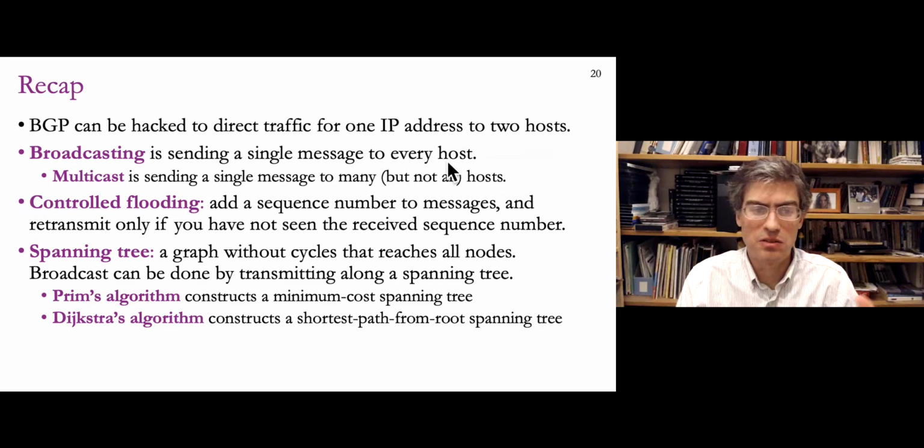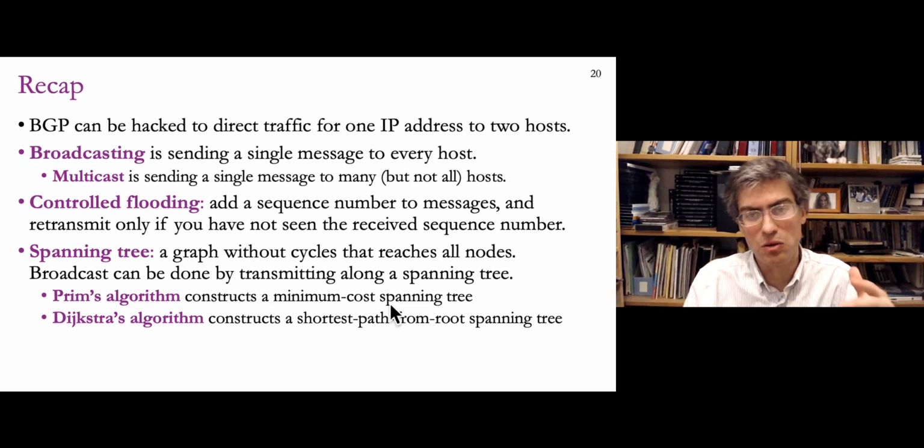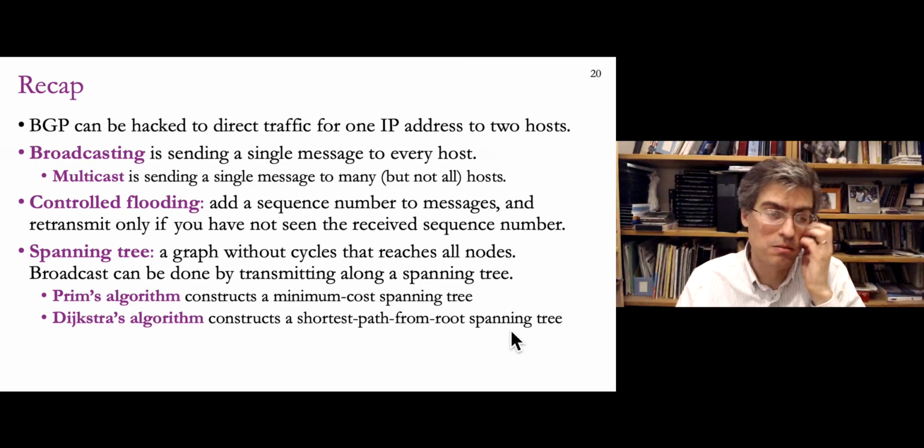Okay. To implement broadcasting, we had two different ways of doing it, controlled flooding and spanning tree, which I already reviewed. And for the spanning tree, we had two algorithms to implement that, Prim's algorithm and Dijkstra's algorithm, and the difference was what they were optimizing. So Prim's algorithm was computing a minimal spanning tree in terms of the total edge cost, which makes sense if your costs are cumulative. Dijkstra's algorithm was computing the shortest path from the root to all destinations. So that makes sense if you're talking about delays.